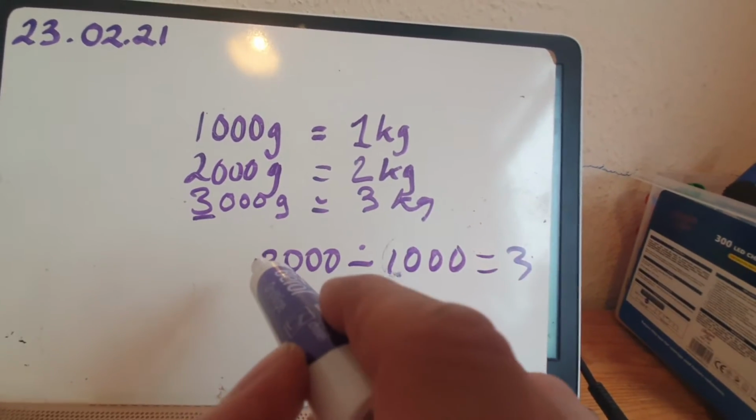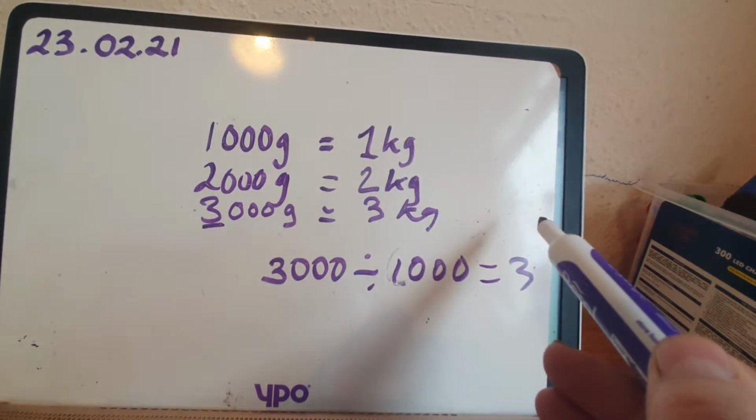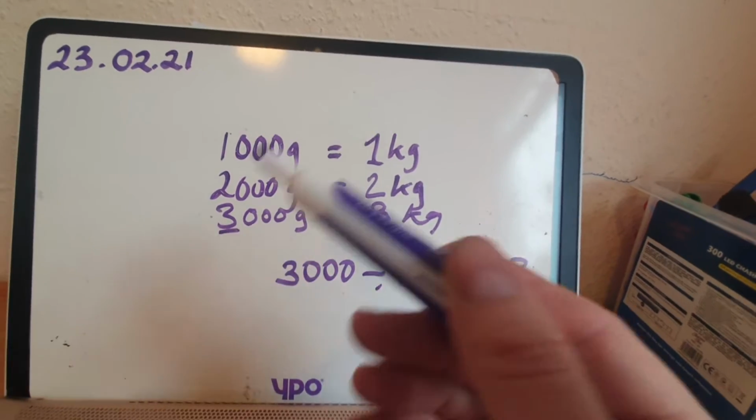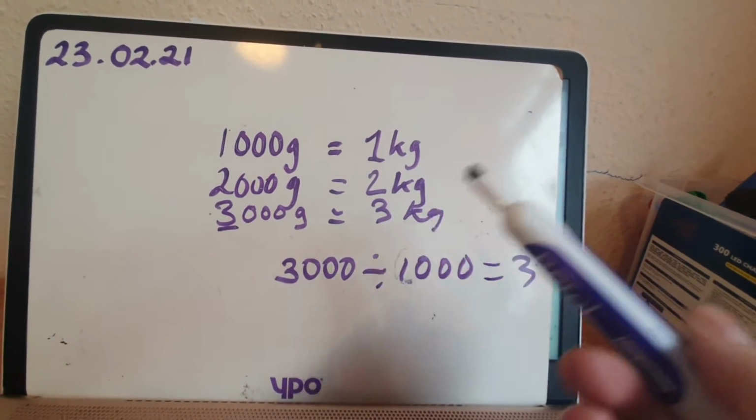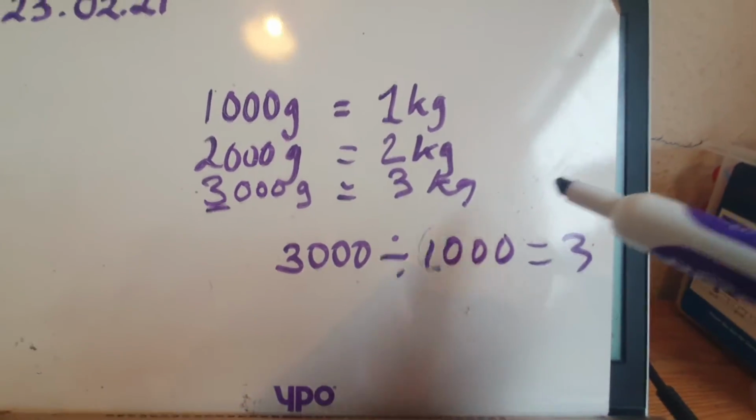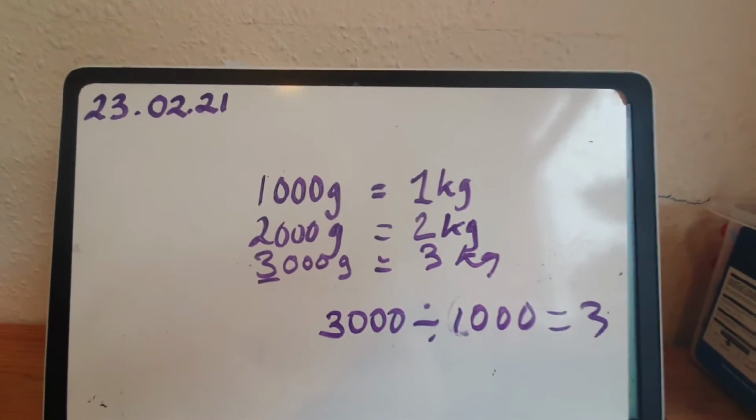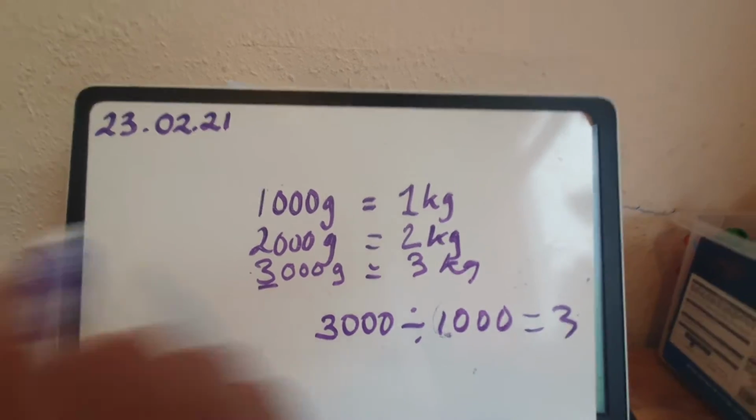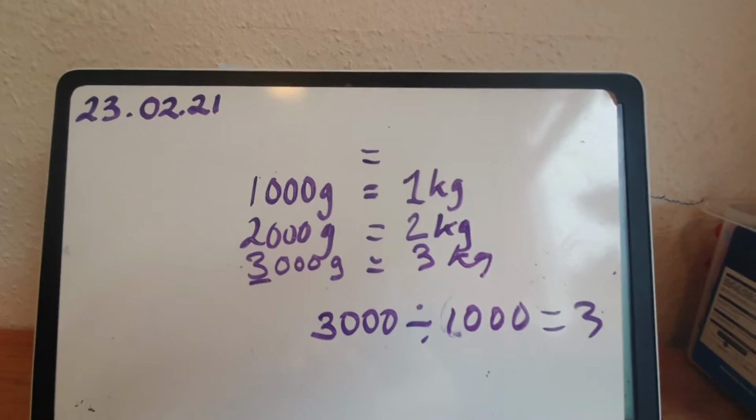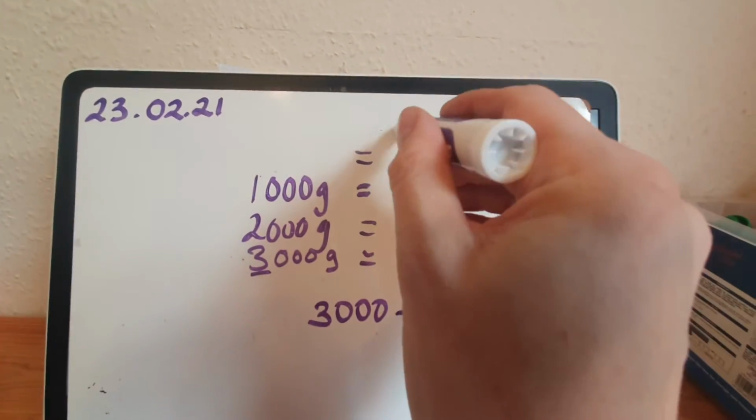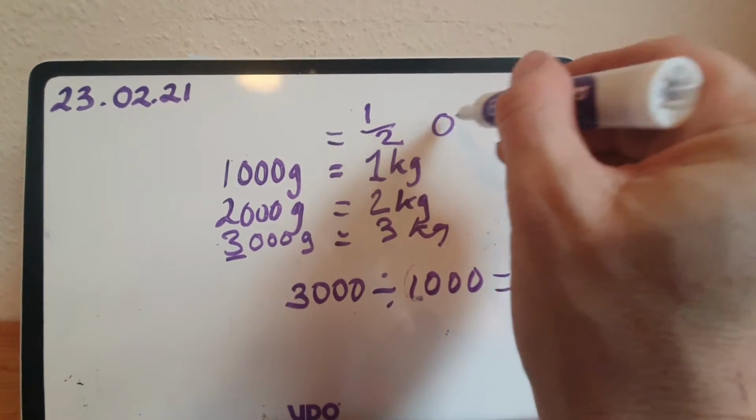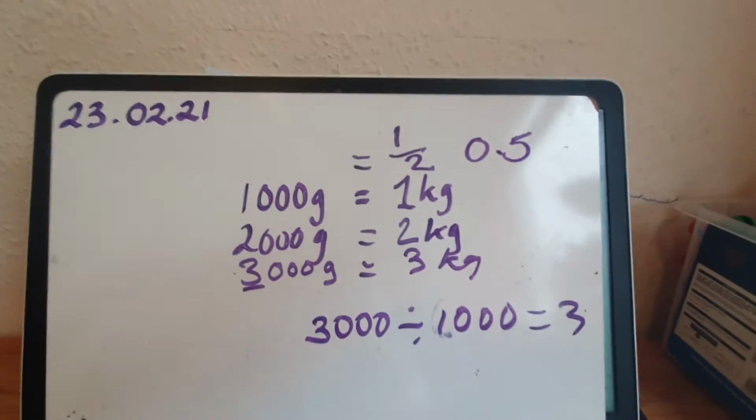So 4,000 grams would be how many kilograms? 4. 5,000 grams would be 5 kilograms. And so on. Now, what would half of 1 be? So half of 1 would be a half. Or we could write that as 0.5. Same thing.